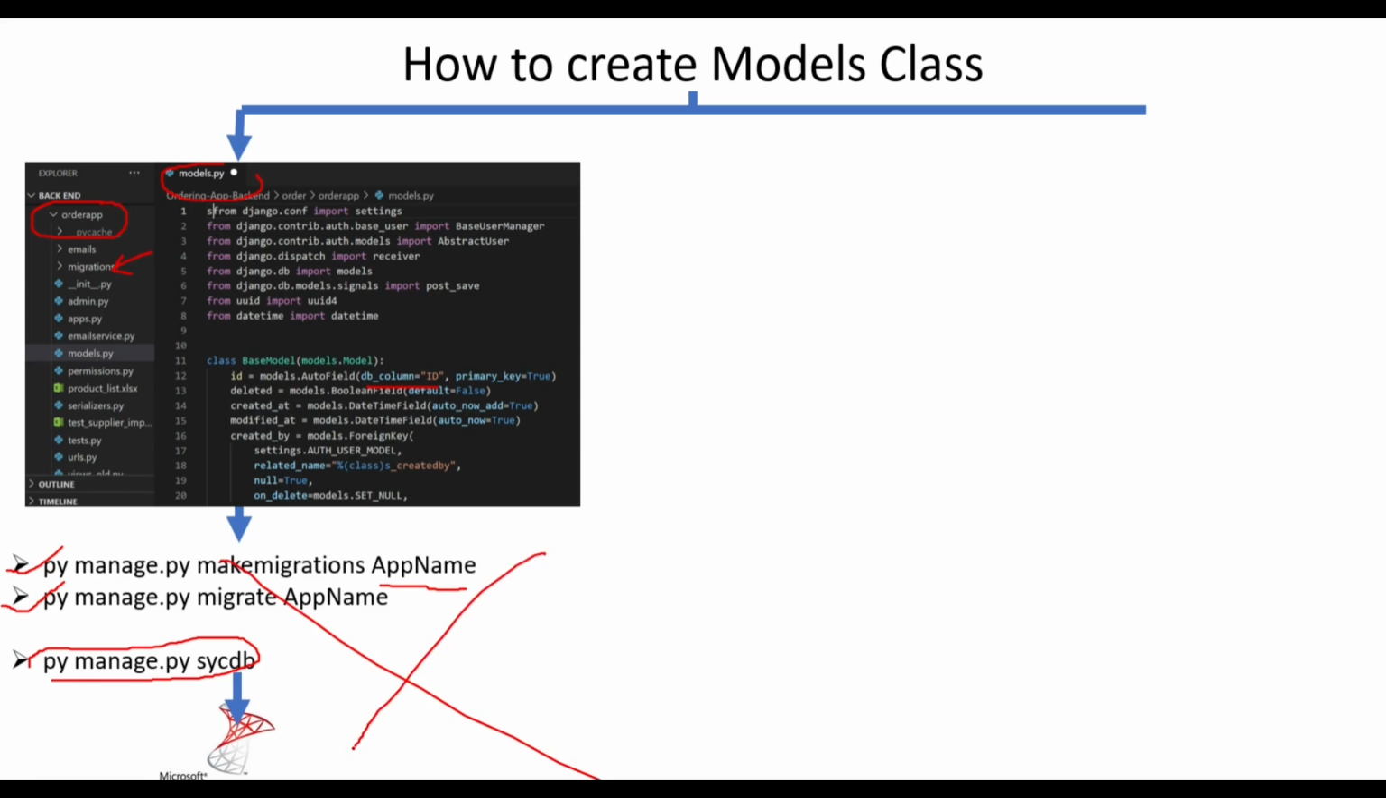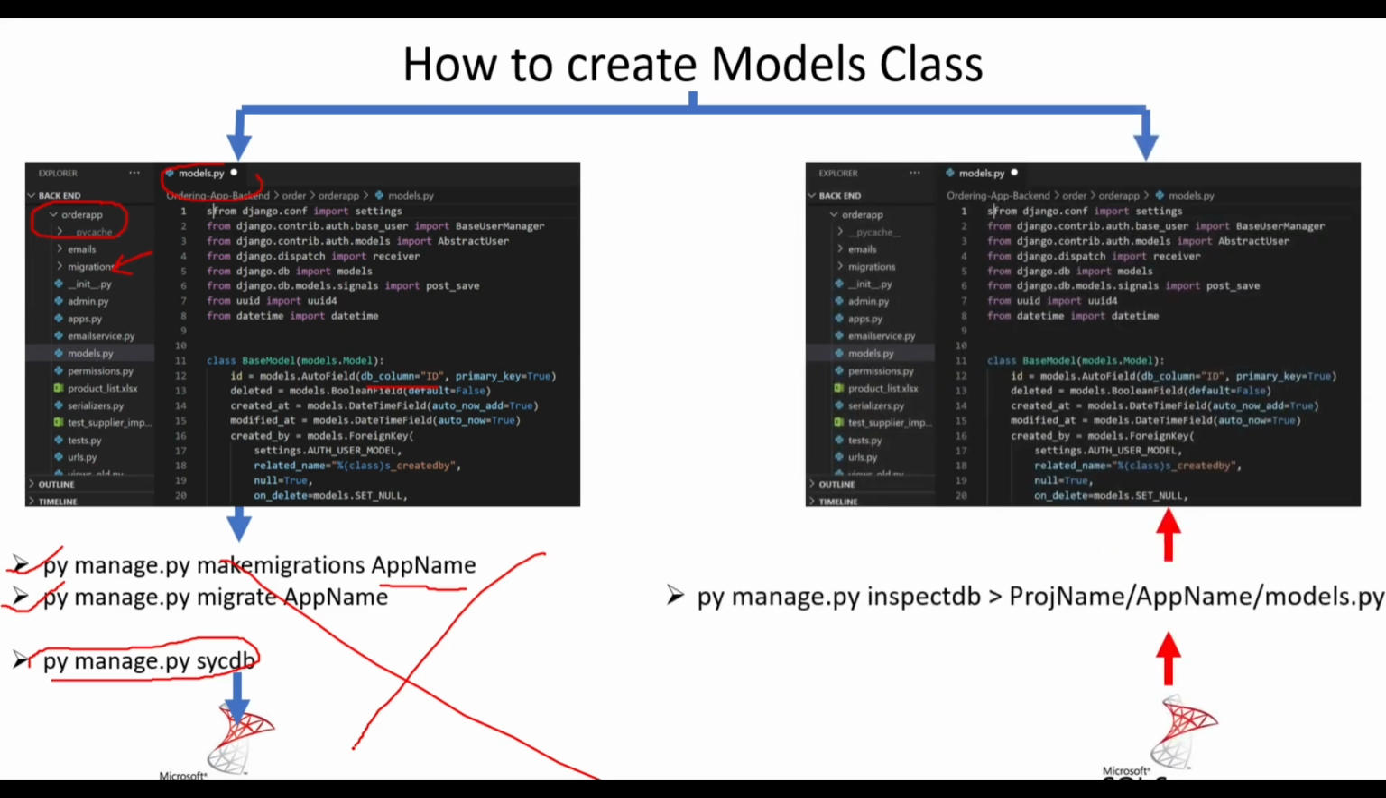Then how to create models? By using second approach, where table is already there inside DB, fetch that DB by using inspectdb command. No need to write any model class. It is going to fetch all the tables at a time and converts it into model class.